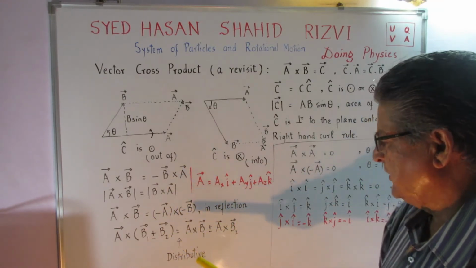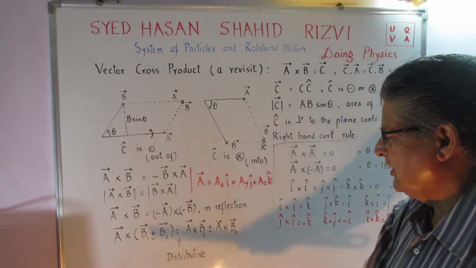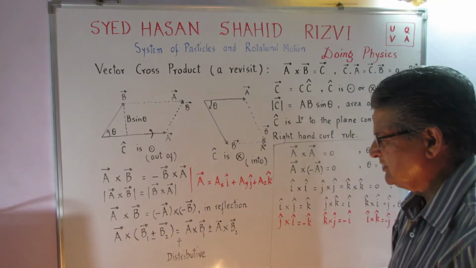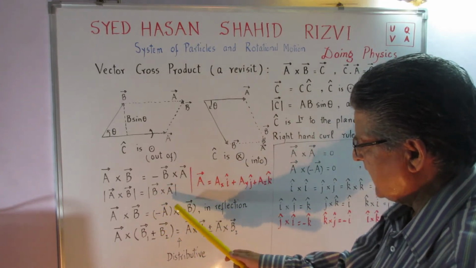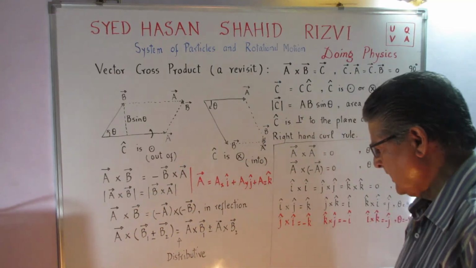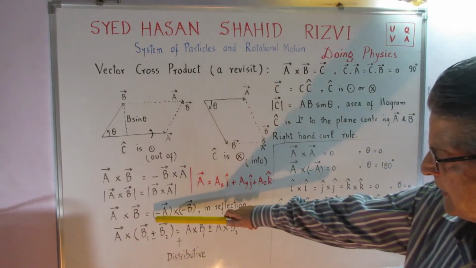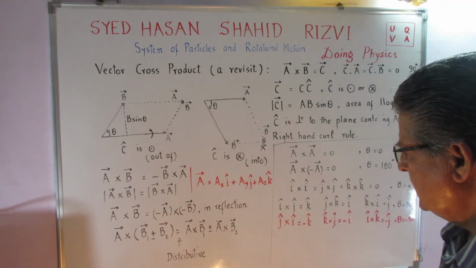And of course, if I take the minus out and the minus out, minus multiplied by minus is equal to plus. So you can say that this is nothing but plus A cross B, and the two are equal to each other. This is another thing which we have to emphasize.